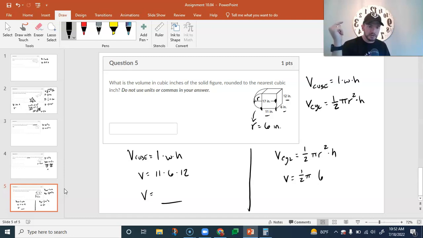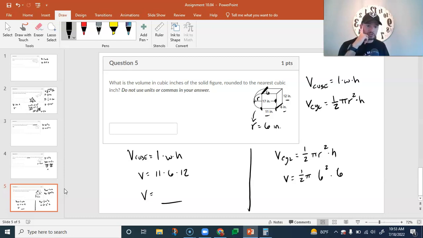So 6 squared times the height. Okay, so now you got to be careful. What is the height of this cylinder? You see the height would be this value right here. And if I go all the way down, they actually give us that value right here. It's going to be the same since this is just a cube. So 6 inches is going to be my height for my half cylinder.